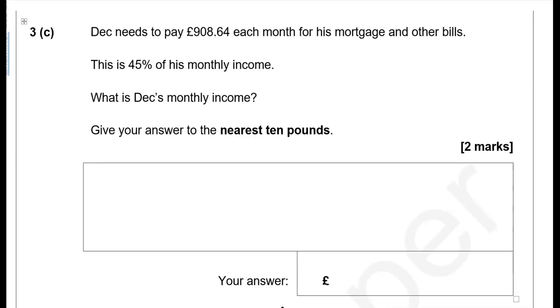Jack needs to pay £908.64 each month for his mortgage and other bills. This is 45% of his monthly income. What is Jack's monthly income? Give your answer to the nearest £10.